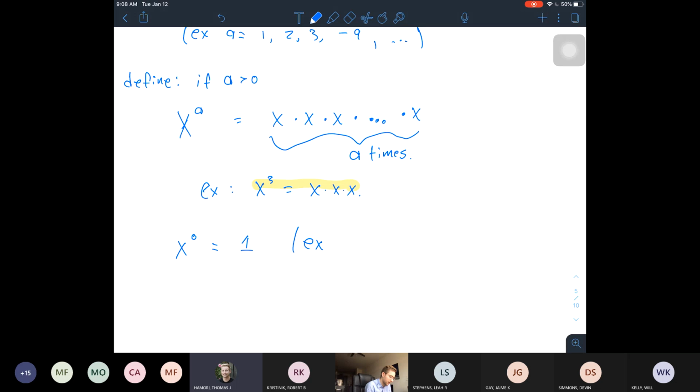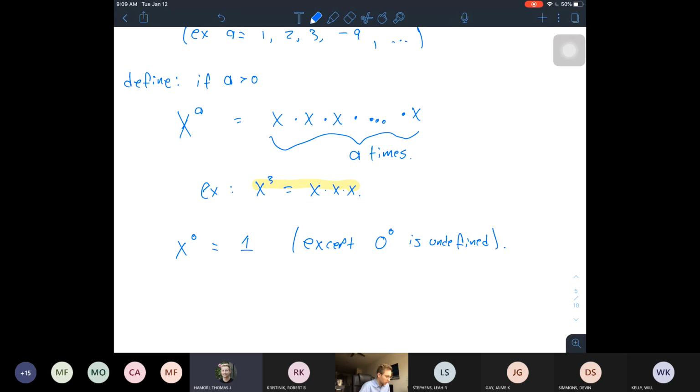And I will write, except 0 to the 0 is undefined. What that means is, if we just say 0 to the 0, that's way too confusing for us. We're not going to deal with it. So 0 to the 0 is undefined. We don't know what it is.